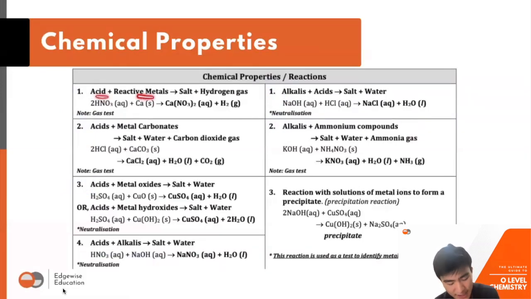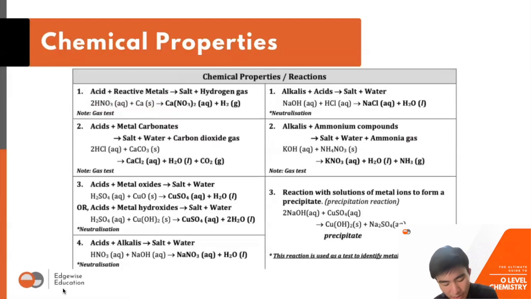Acid plus metal gives you salt and hydrogen gas. This one everybody knows. For example, HNO3, nitric acid, reacts with calcium. They give you calcium nitrate and hydrogen gas. For the identity of the salt, you need to know how it works. If I put nitric acid and calcium, it gives me calcium nitrate.